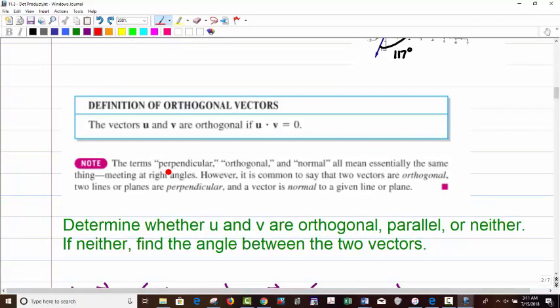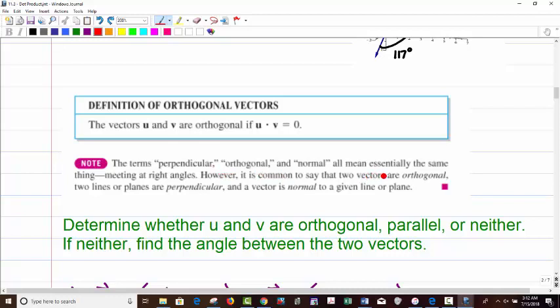Orthogonal, and this little clip right here, perpendicular. Orthogonal is just a term we use for vectors that kind of means perpendicular. It just means the same thing. Perpendicular, orthogonal, normal. They kind of mean the same thing. They're forming a right angle, 90 degrees.